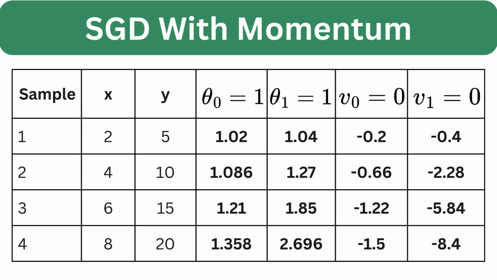Here is a summary. We have 4 samples, initial weights were 1 and initial velocities were 0. Here is how after each sample, the weights theta 0 and theta 1 and velocities v0 and v1 change. We can see that the velocities are accumulating and increasing in the following steps. This process of accumulating speed is why momentum is so crucial for fast training. It allows the model to ignore those noisy individual sample gradients and accelerate smoothly down the long, shallow valleys of the loss function.